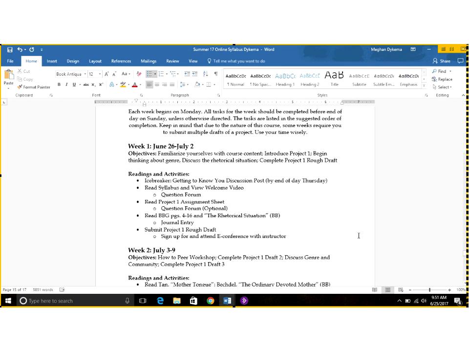So this week, I have our objectives. I want you to familiarize yourself with the course content. We're going to introduce Project 1. We're going to start thinking about genre and defining it. We're going to discuss the rhetorical situation, and we're going to complete our first draft of Project 1 and do our first conference. So here are your readings and your activities. These can also be found in the weekly plans and assignments tab of our course website.